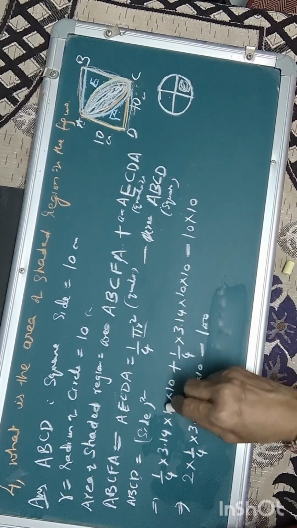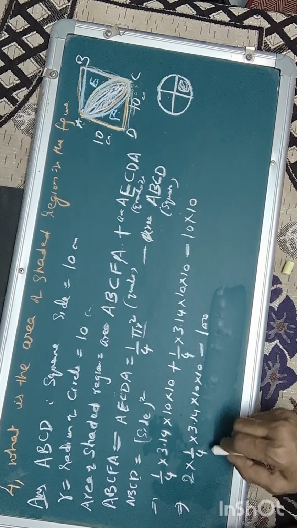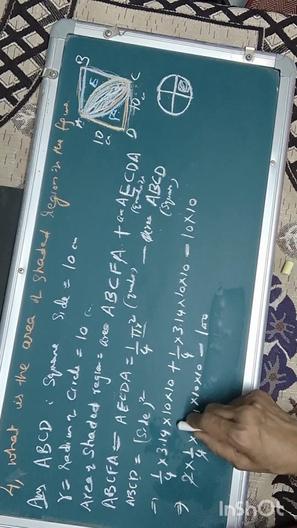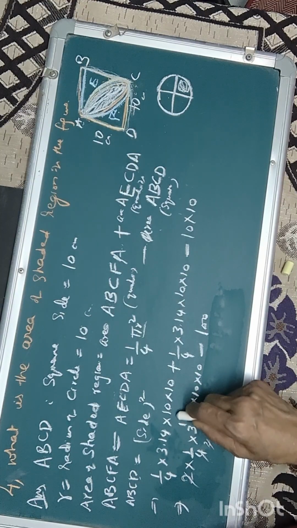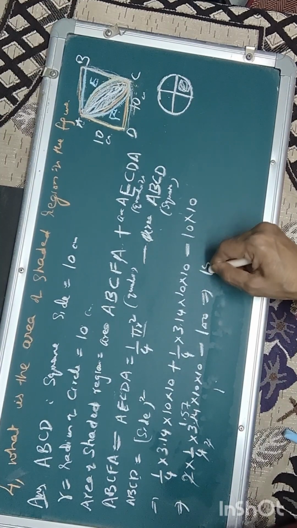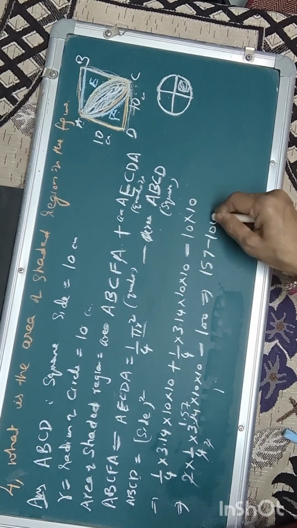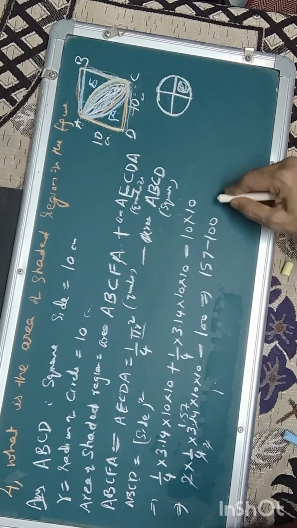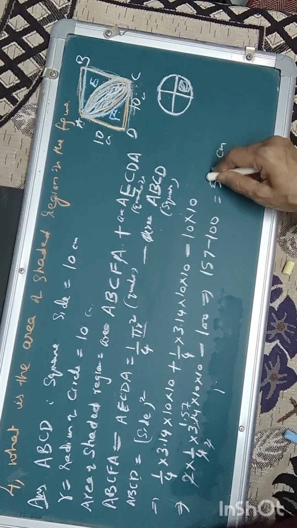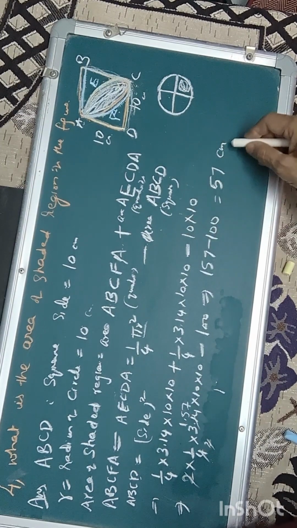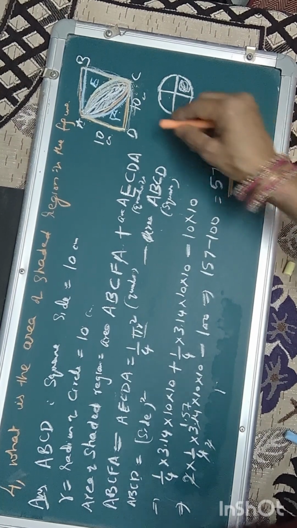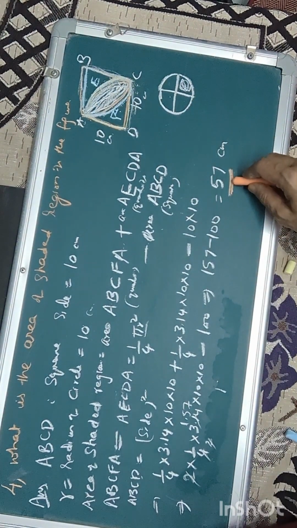So I am writing this, it is the same thing. So I will multiply with 2. Simplifying, we will get 2 into 1/4 is 1/2, which gives 157, minus 100, equal to 57 centimeters. That measuring unit is centimeters. This is the shaded area portion. The shaded area portion is 57 centimeters square.